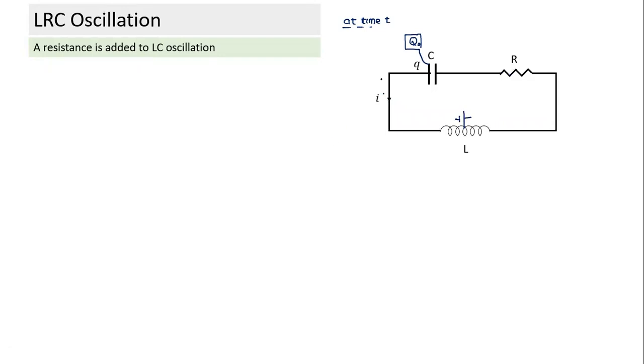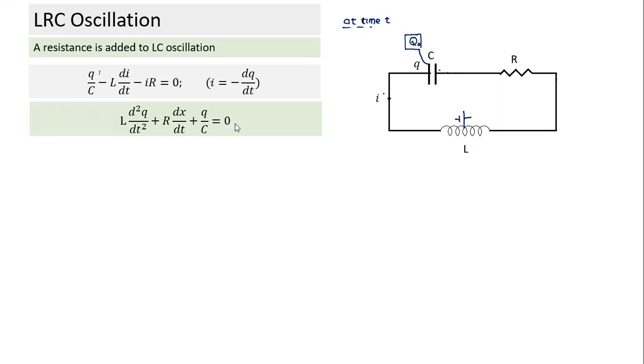At this stage, at random time t, if I apply Kirchhoff's loop rule, how would I write this equation? Going from the negative to the positive plate, there is an increase in potential of q by C, minus L di by dt, and minus IR. This EMF depends on how I is varying. The value of I here, as we did earlier in the LC oscillation case, is minus dq by dt. This current, with this sign convention, is the rate at which charge is decreasing. If I substitute I here, I get this equation.